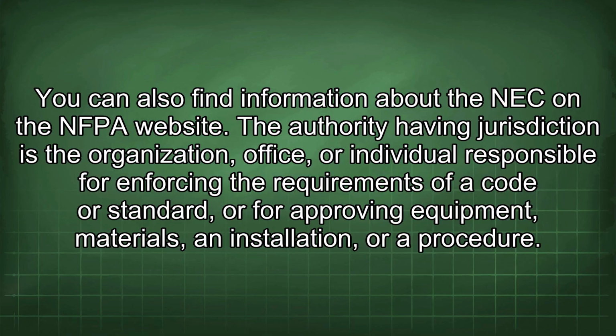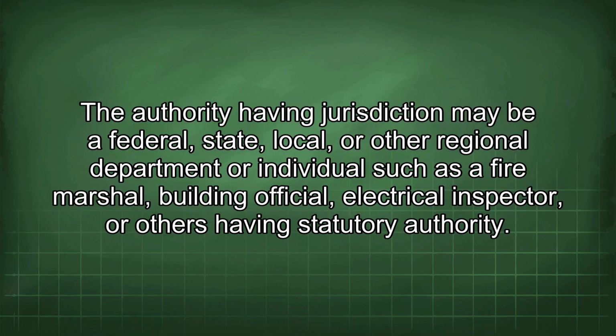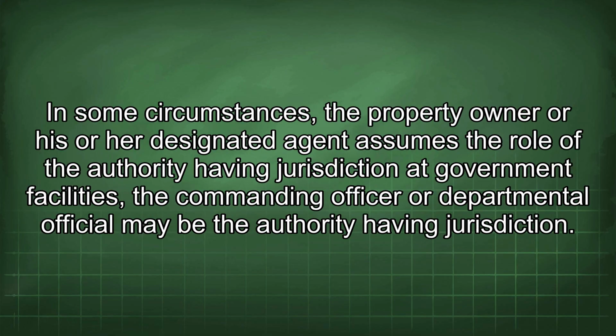The authority having jurisdiction is the organization, office, or individual responsible for enforcing the requirements of a code or standard, or for approving equipment, materials, an installation, or a procedure. The authority having jurisdiction may be a federal, state, local, or other regional department or individual such as a fire marshal, building official, electrical inspector, or others having statutory authority. In some circumstances, the property owner or his or her designated agent assumes the role of the authority having jurisdiction at government facilities.